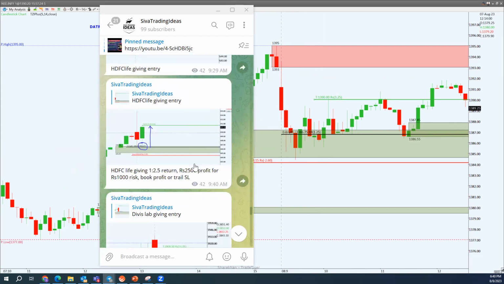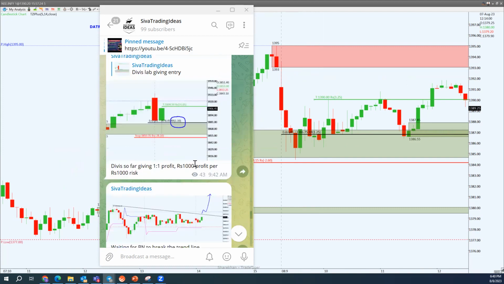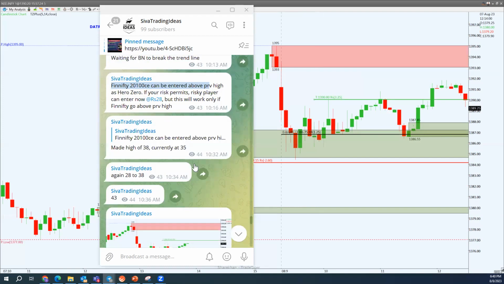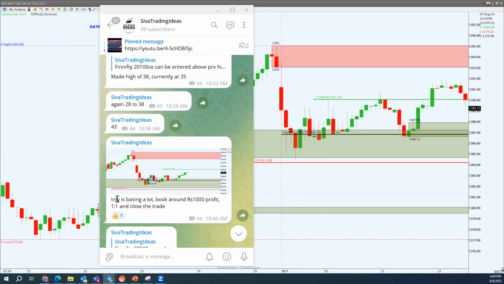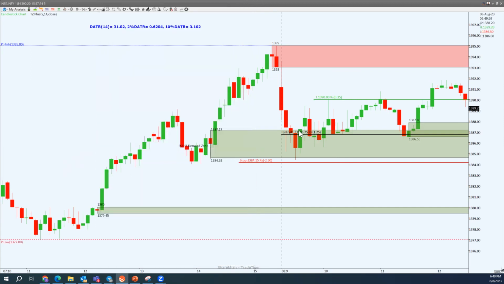Let me show you. Even I alerted on all the stocks when they were giving entry. So here if you see, Infi is basing a lot, book around 1,000 rupees profit, 1:1, and close the trade. It is basing here, trying to go back again, coming back into the demand area. It is doing a lot of business here. So we don't want to be in this trade. That is why I asked to book around 1:1.